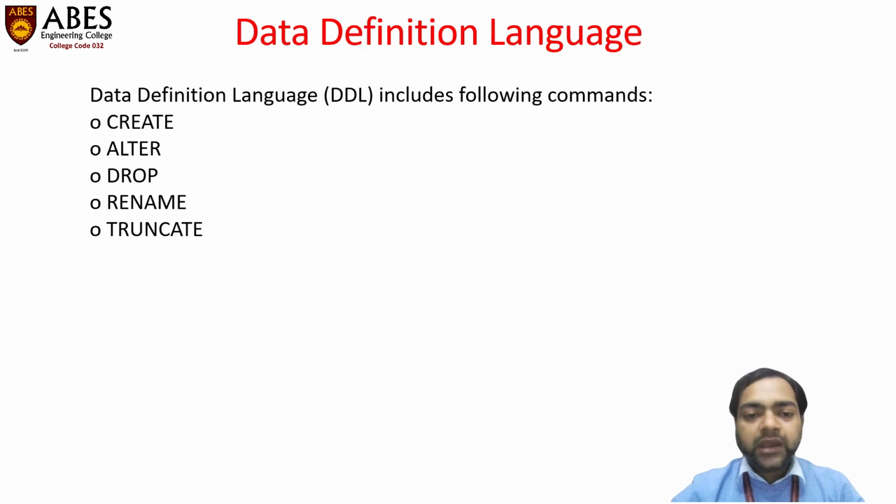If we want to rename some column name or some table name, so we can use rename. And if we want to only delete the data from the database, then we can use a truncate command. So these are the different commands used under DDL. We'll discuss one by one in our further lectures what is the syntax of every command and how we can use it.